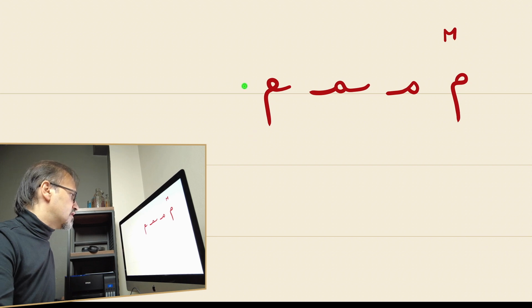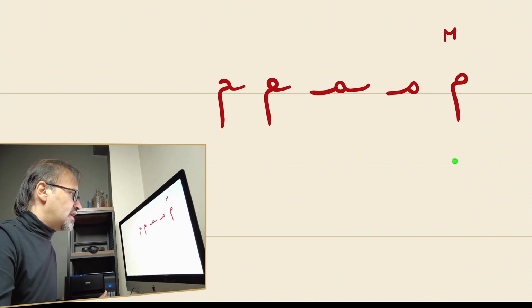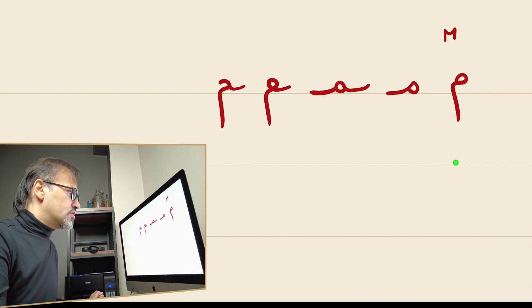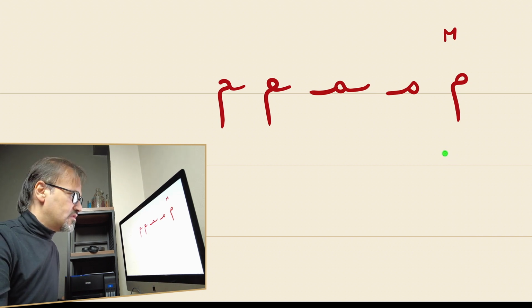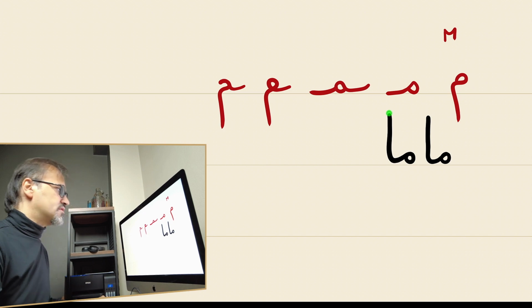Okay, sometimes people write it like this. Just keep the side open. It all works. So let's see how this is used in practical words. So we have the word mama, which is written like this. Ma, ma. It's actually just a circle at the beginning and you connect it with whatever you want.